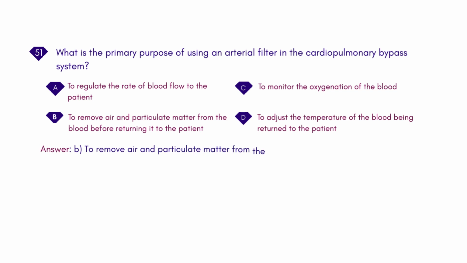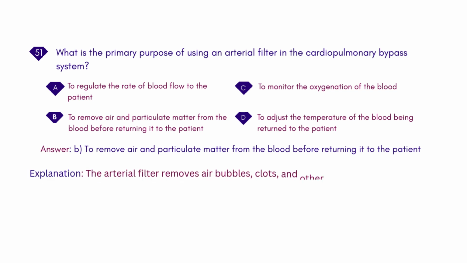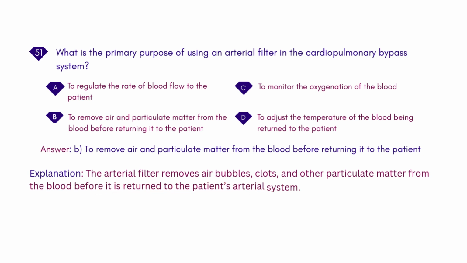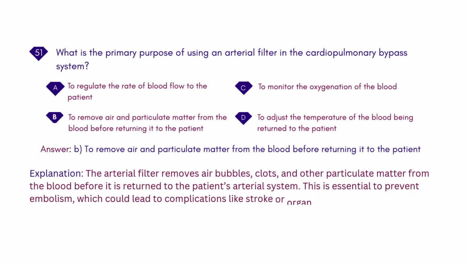Answer: B. To remove air and particulate matter from the blood before returning it to the patient. Explanation: the arterial filter removes air bubbles, clots, and other particulate matter from the blood before it is returned to the patient's arterial system. This is essential to prevent embolism, which could lead to complications like stroke or organ damage.